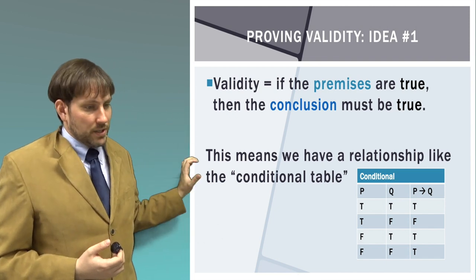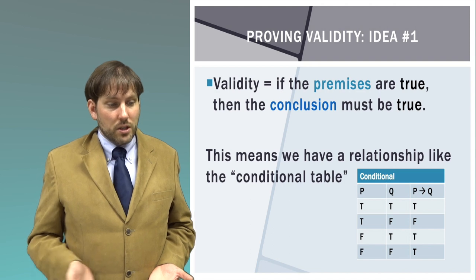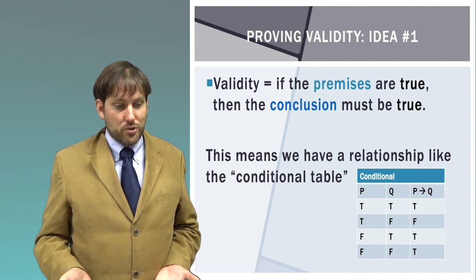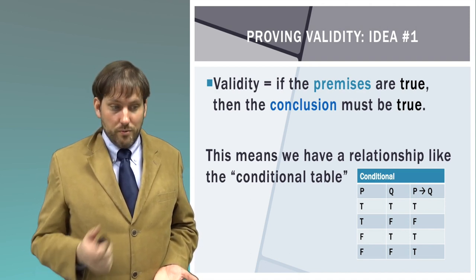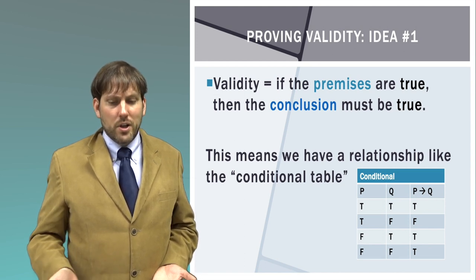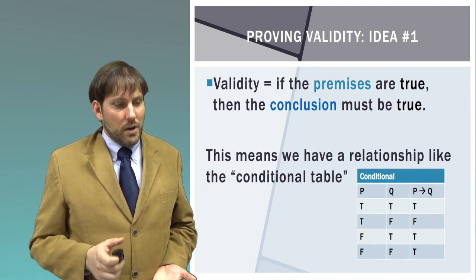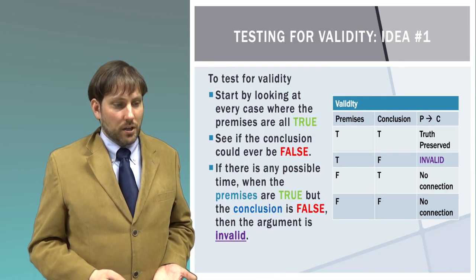So we can look at this as somewhat like the table for conditionals. I'm going to put that up for you. So with a conditional, we had if the left-hand side is true and the right-hand side is true, then it's true. If the left-hand side is true and the right-hand side is false, then it's false. If the left-hand side is false, it is always true. So what do I mean by saying validity is kind of like a conditional?